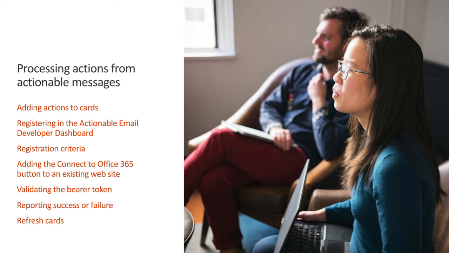So in this section, we're going to talk about adding actions to cards, registering in the actionable email developer dashboard, registration criteria, and adding the Connect to Office 365 button to an existing website, validating the bearer token, reporting success or failure, and then talking a little bit about refresh tokens as well.